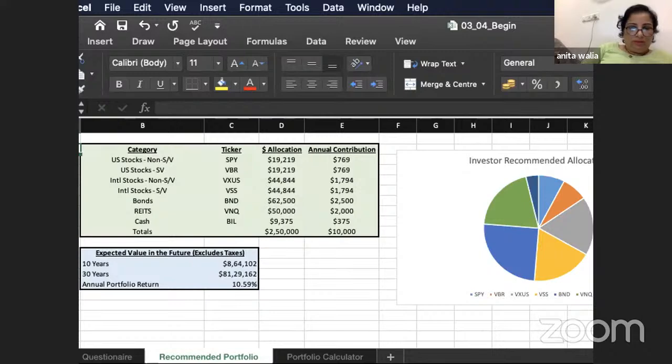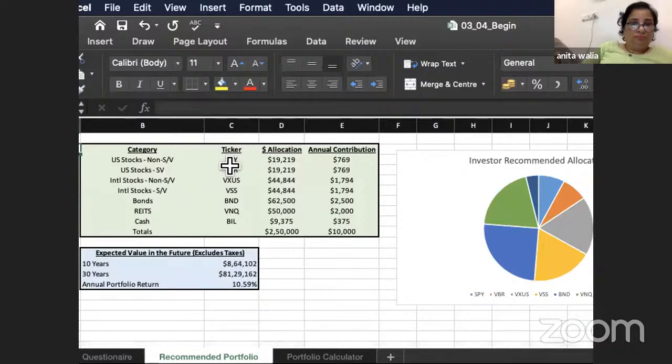So this is the recommended portfolio tab. This file I can share with you. You'll see the robo-advisor has now gone through all the responses and put an allocation. It has picked a variety of different ETFs which we can use in our portfolio, SPY, VBR and so on, and it has told us how much to allocate initially to each of these as well.